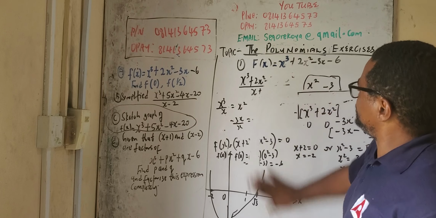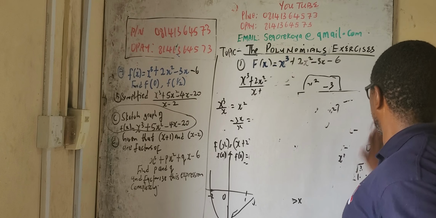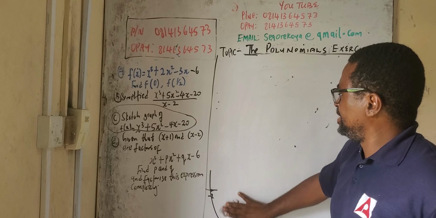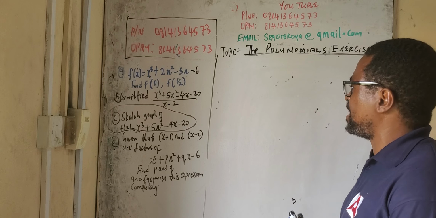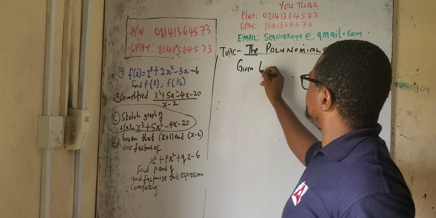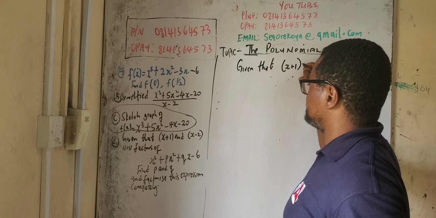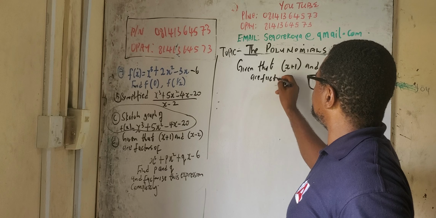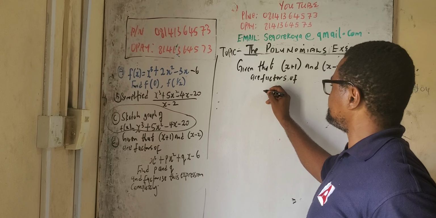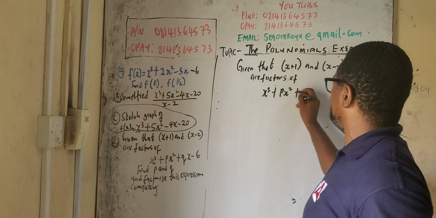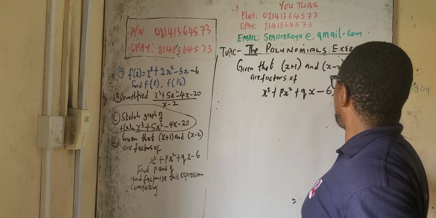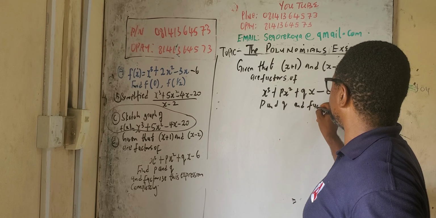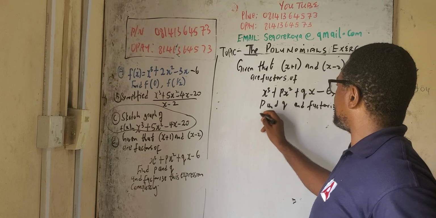Now, the next question that we are having is, given that x plus 1 and x minus 2 are factors of x cubed plus p x squared plus qx minus 6, find p and q and factorize the expression.